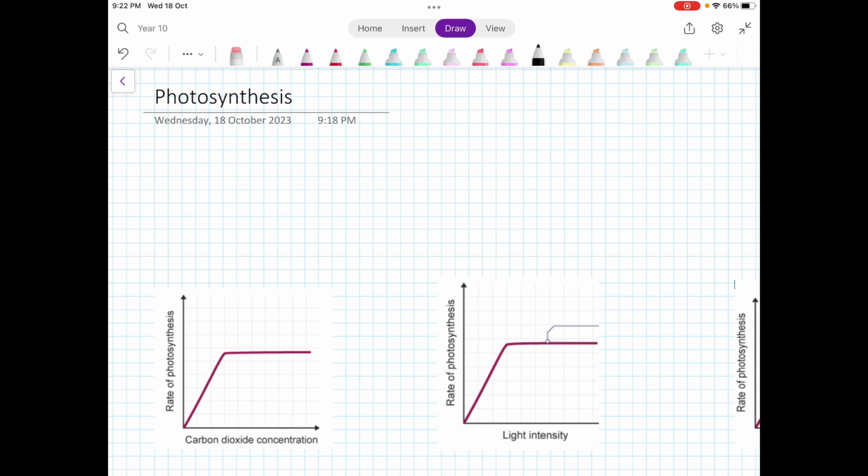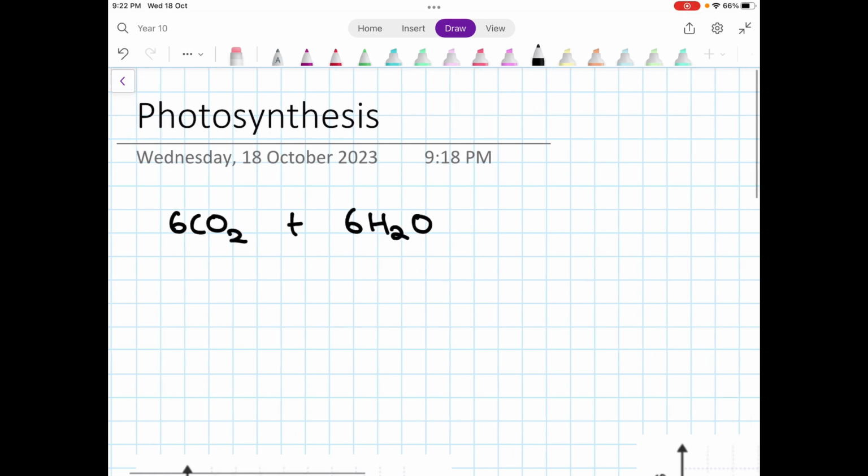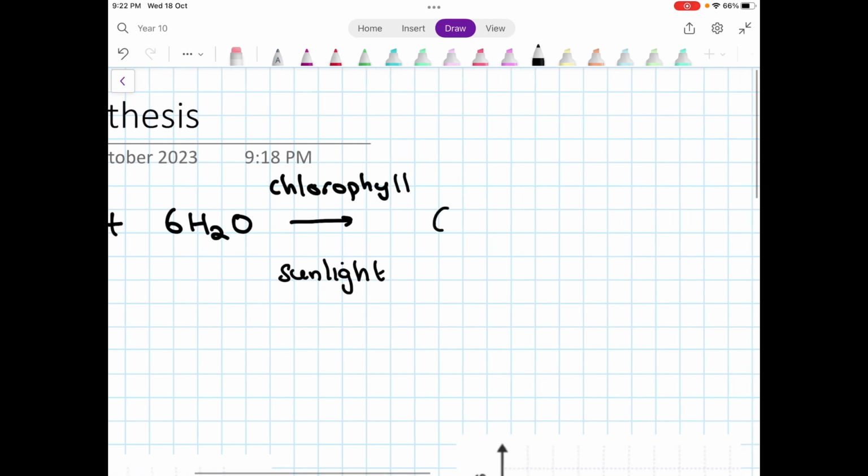So let's get started. Now, photosynthesis is the process through which plants create their own food. They convert carbon dioxide and water with the help of chlorophyll, which is a pigment found in their chloroplasts, and energy from the sun in order to produce glucose and oxygen.